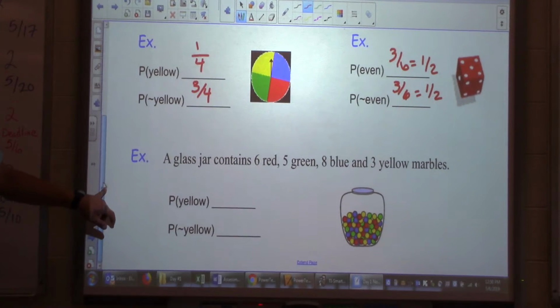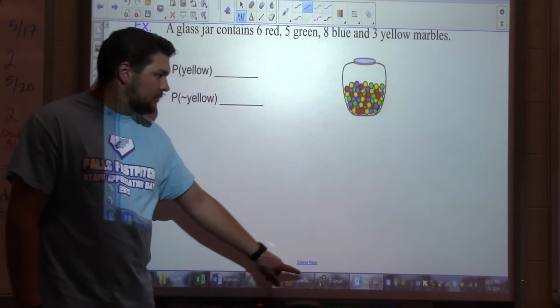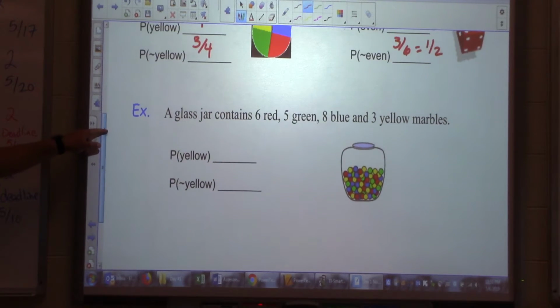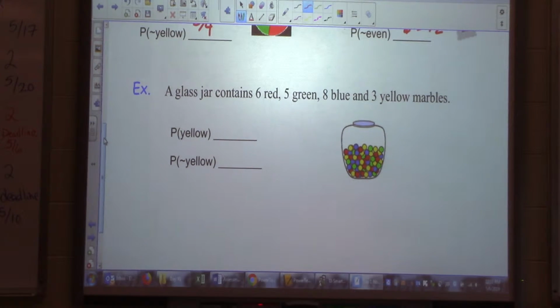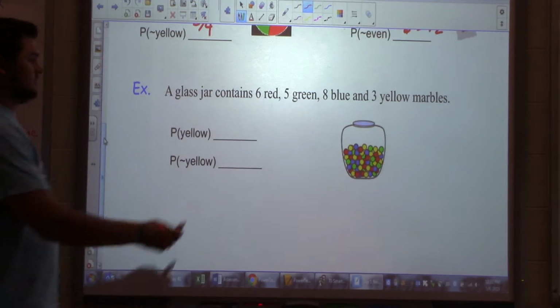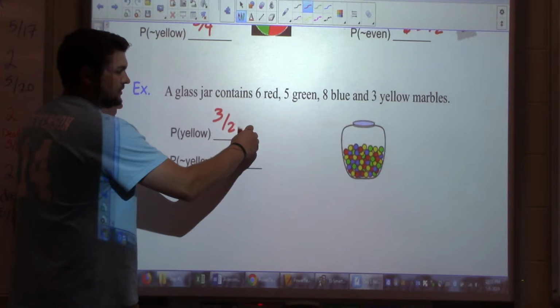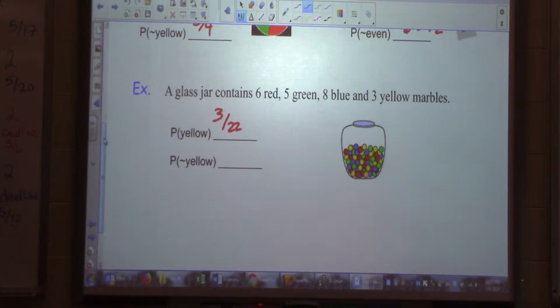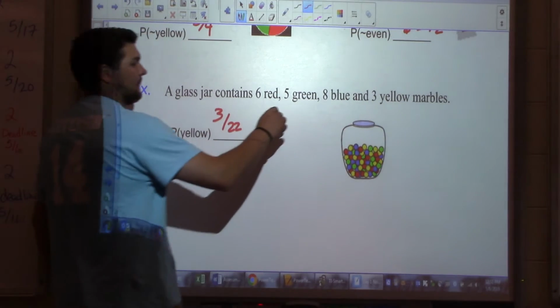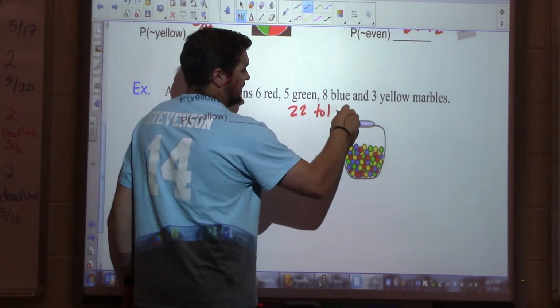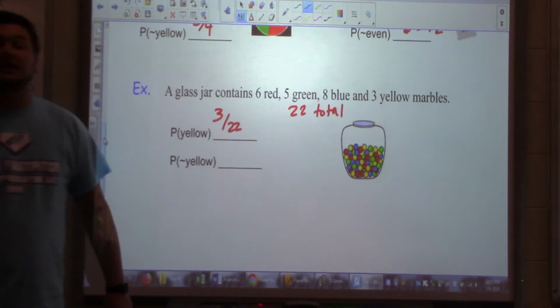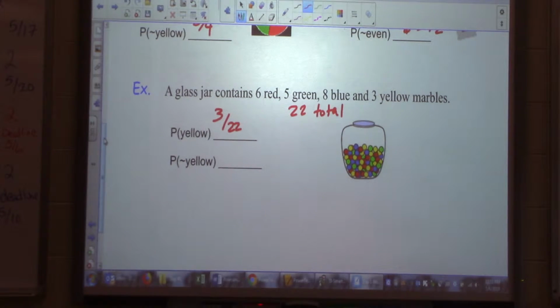All right, a glass jar contains 6 red, 5 green, 8 blue, and 3 yellow marbles. What's the probability to pick a yellow marble? 3/27. Where'd you get 27 from, Patrick? 6 plus 5 plus 8 plus 3. Right? It's the total number of marbles. So we have 22 total marbles in here. There are 3 yellow marbles, so 3 out of 22 that we pick yellow. So what's the probability that we don't pick a yellow, or that we get the complement of yellow?